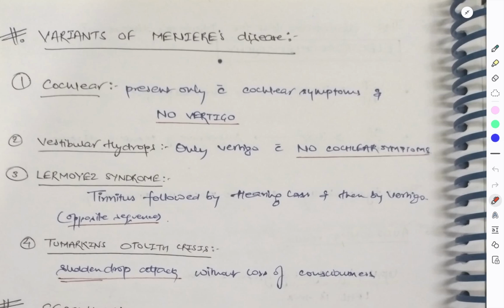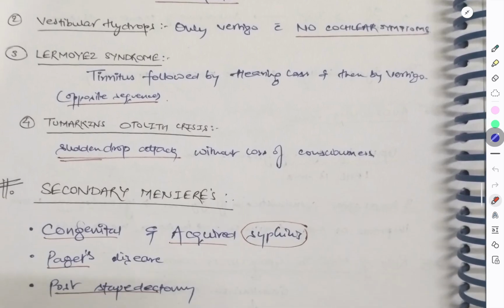There I have told you to remember VST in a sequence, but here first is tinnitus followed by hearing loss, then followed by vertigo. So this sequence is changed, the opposite sequence, and that is called Lermoyez syndrome. Then we have Tumarkin's otolithic crisis. Here you have sudden drop attacks without loss of consciousness. So 4 variants: cochlear, vestibular hydrops, Lermoyez syndrome, Tumarkin's otolithic crisis.